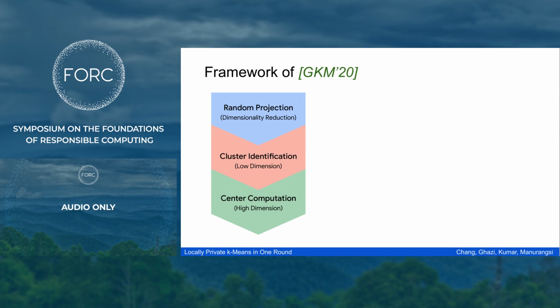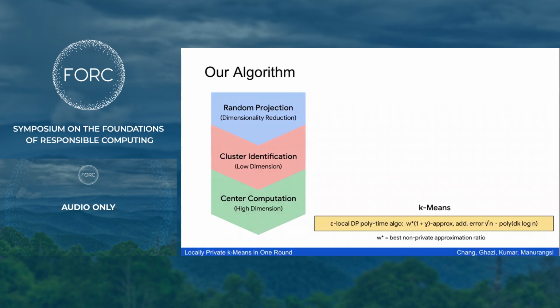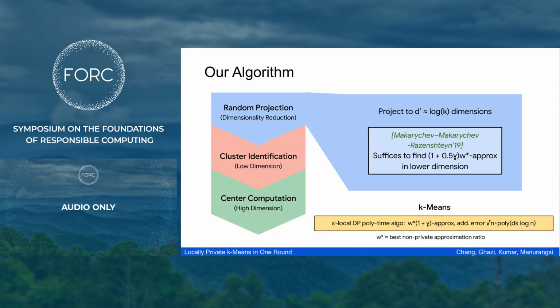for each cluster. With the high level overview of our algorithm in mind, let us now dive deeper into each part of the algorithm, starting with the dimensionality reduction step. Here, we appeal to a recent breakthrough result of Makarychev and Razenshteyn, who show that if we randomly project the points into roughly log k over gamma square dimensions, then any good approximation in this low dimensional space is also a good approximation in the high dimensional space as well, where the approximation ratio gets multiplied by only a factor of 1 plus order of gamma.